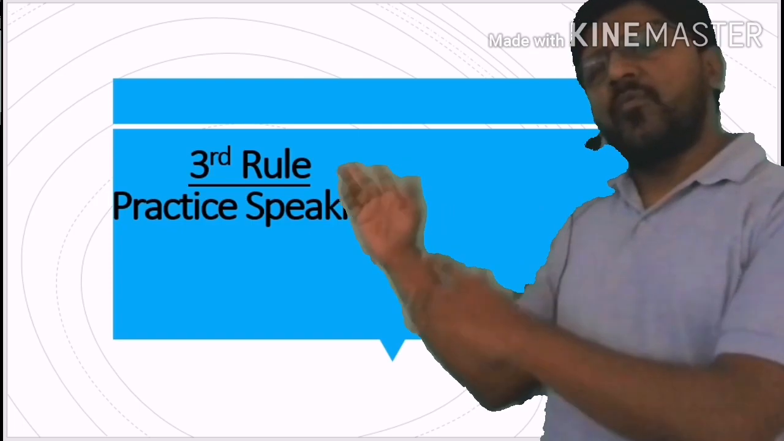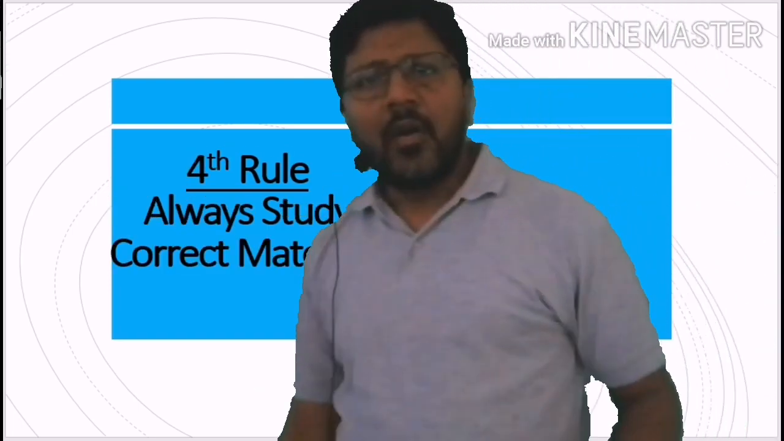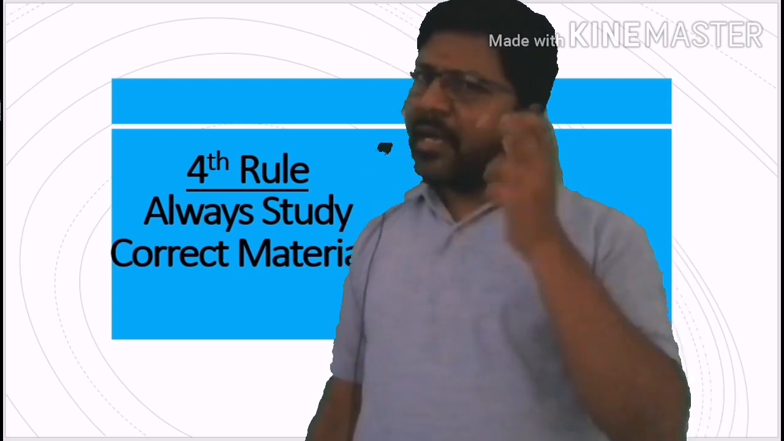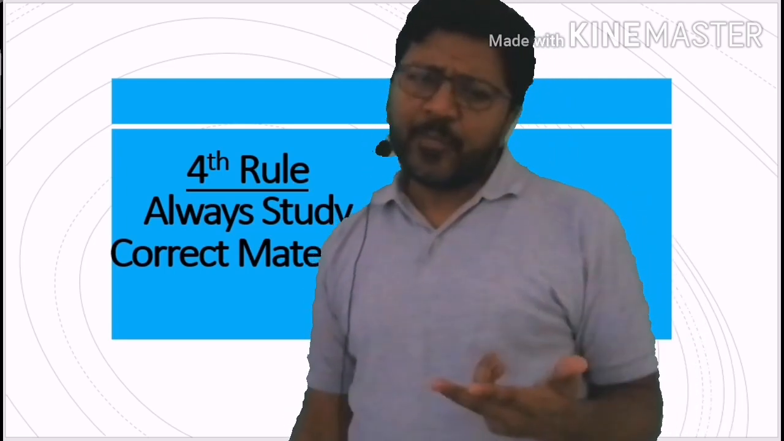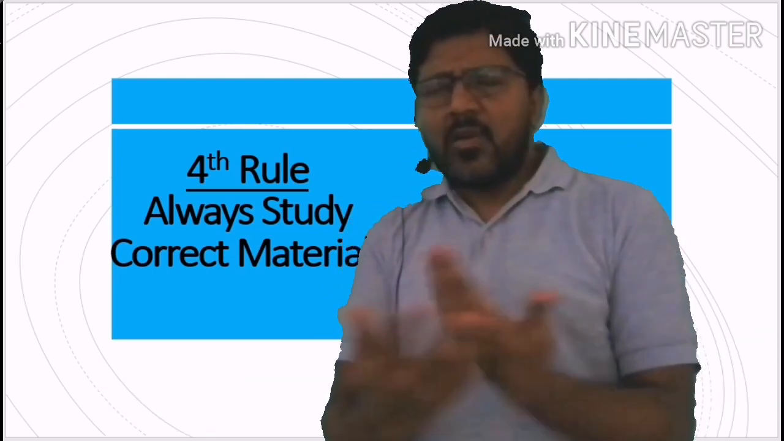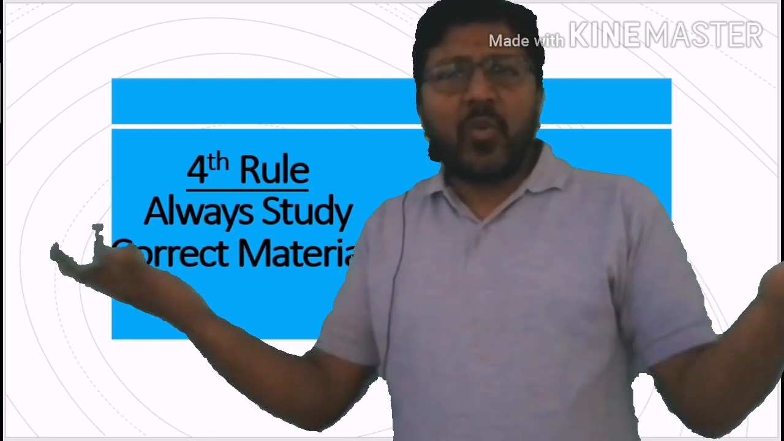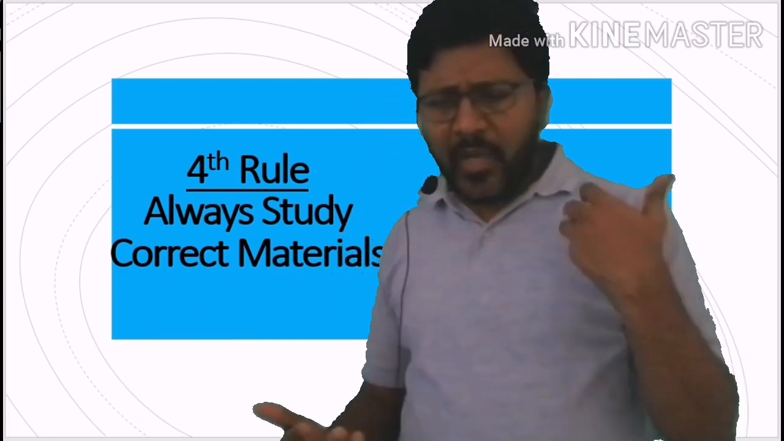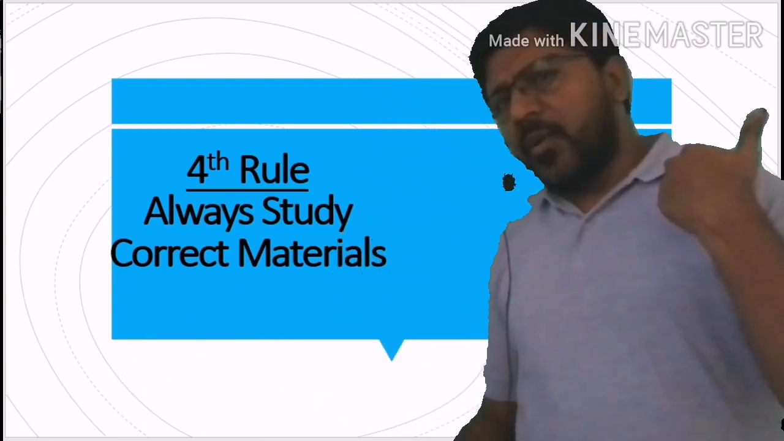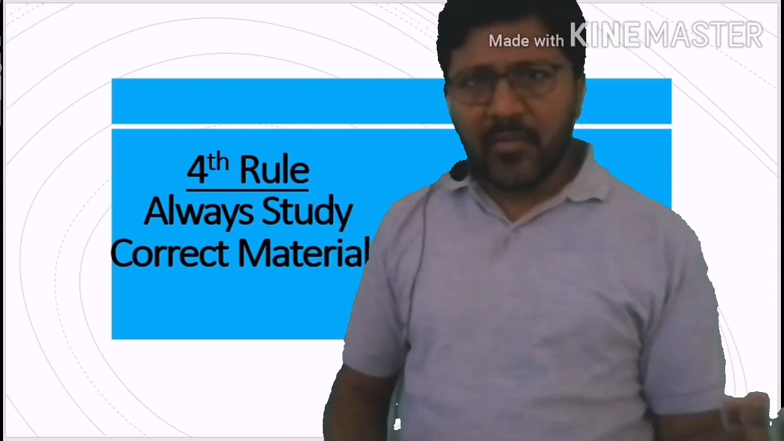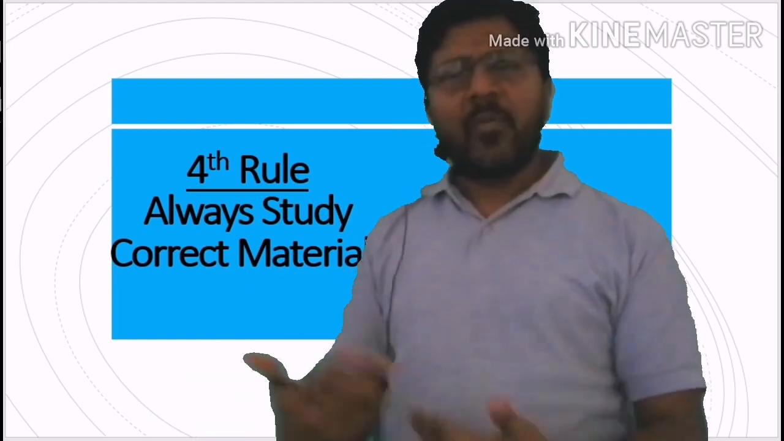Okay, now we should move to the fourth rule. The fourth rule says always study correct material. Correct material means here that you should see what are the things in your surroundings from which you can imbibe English language skills. What are you doing? You're using WhatsApp, Facebook, Instagram. What kind of language are you putting there? If you're watching television, what kind of program are you watching?